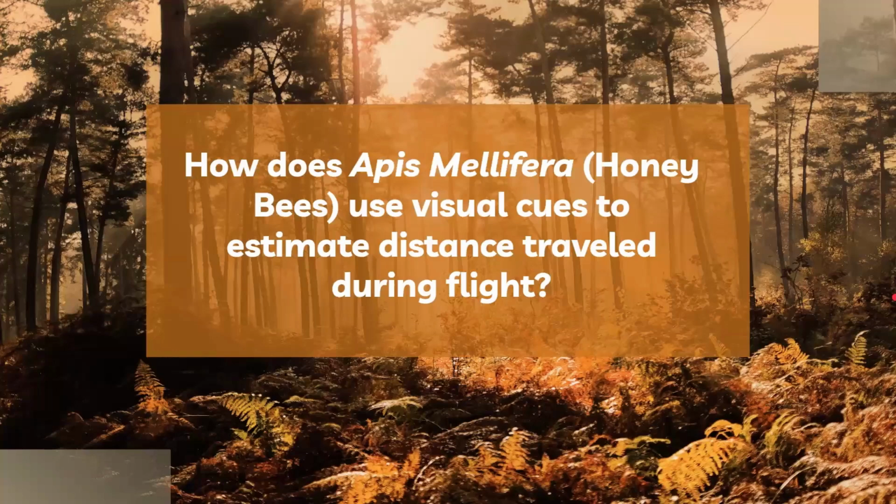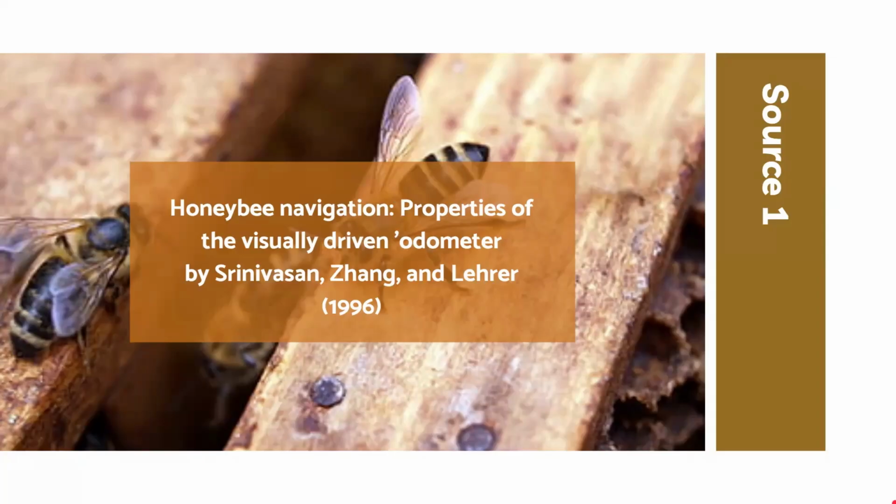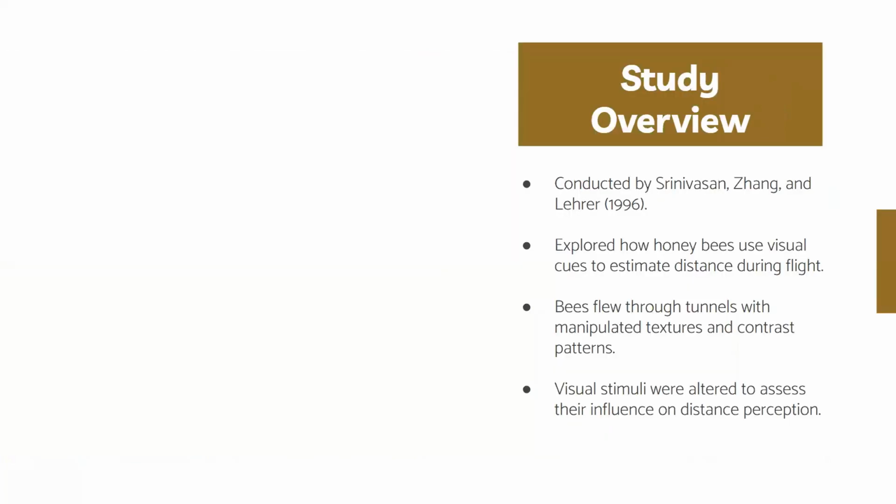So today's research question is: how does Apis mellifera, or honeybees, use visual cues to estimate distance traveled during flight? In our first source, we're going to be looking at Honeybee Navigation: Properties of the Visually Driven Odometer by Srinivasan, Zhang, and Lehrer. In this study, they're looking at how honeybees use visual cues to estimate distance during flight.